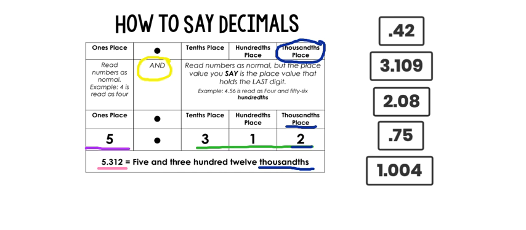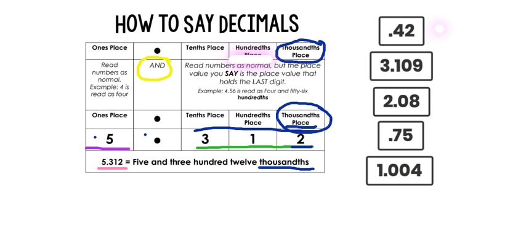So again, this is 5 and 312 thousandths. Okay, we're going to practice saying a couple over here. We're going to start with this one. This would be 42 hundredths. We just say the number, and then we say the place value of the last number. So the 2 is in the hundredths place, so we would say 42 hundredths.